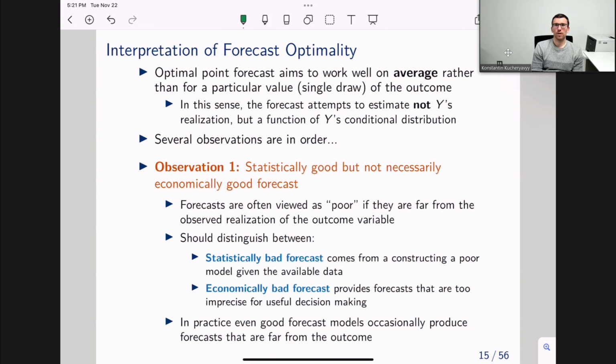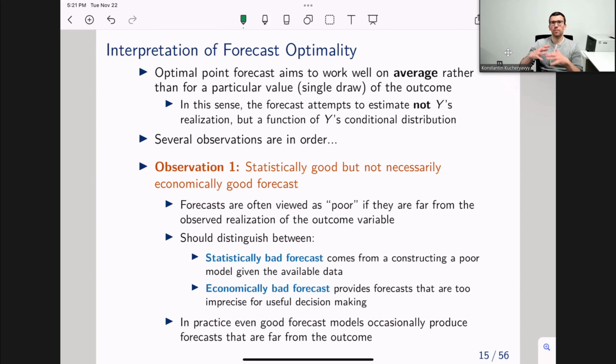I already talked about it at length when I was talking about the quadratic loss function. So let us go through, I have 4 observations about forecast optimality. Observation number 1, we should be making a distinction, when we're talking about forecast quality, between statistically good and economically good forecasts.